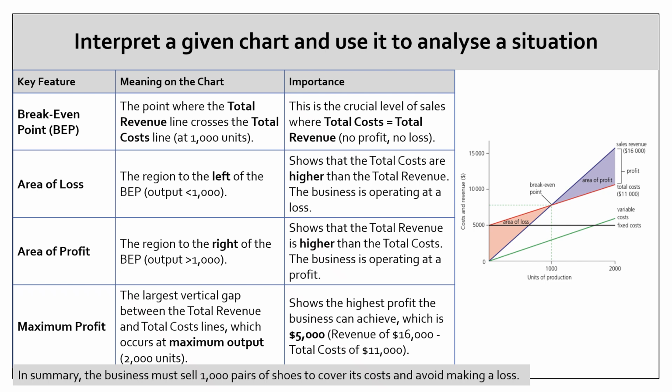What is maximum profit? The largest vertical gap between the total revenue and total cost line, which occurs at maximum output, that is 2,000 units. So the importance of this maximum profit is it shows the highest profit the business can achieve, which is $5,000, that is revenue of $16,000 minus total cost of 11,000. So in summary, the business must sell 1,000 pairs of shoes to cover its cost and avoid making a loss.